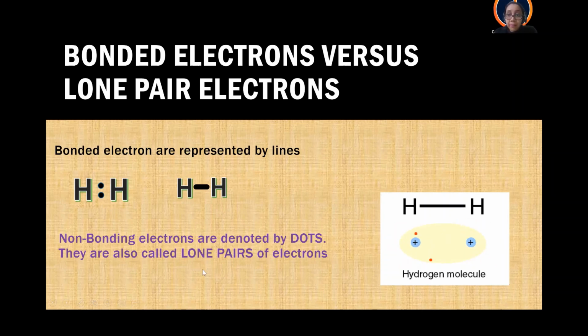Remember the word pair. Remember a pair of shoes. That means two shoes, but they exist in one pair, right? Similarly, here, whenever I say lone pair of electrons, I'm referring to two electrons.